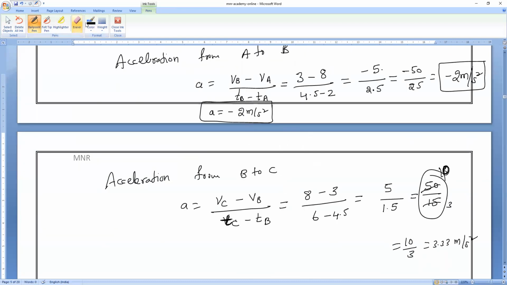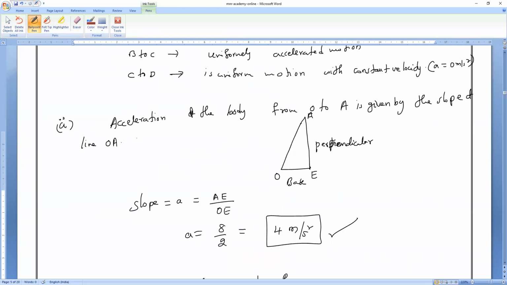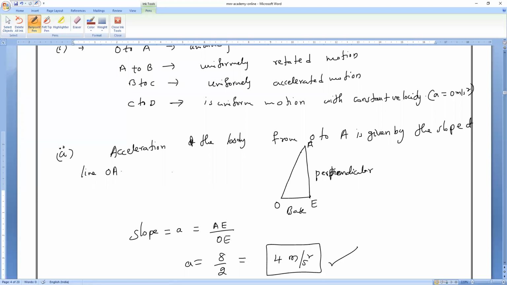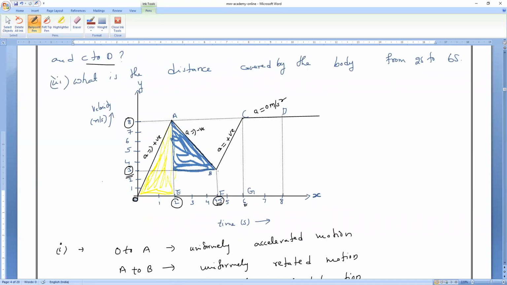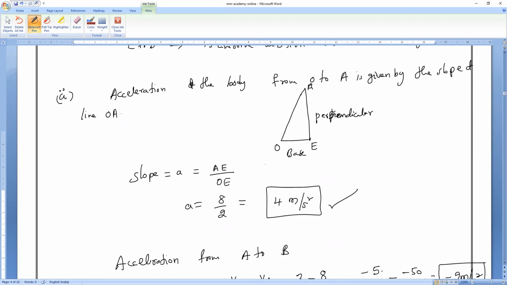Sir, in the first case, you have taken the tan theta formula. You can also take it normally: 8 minus 0 divided by 2 minus 0. That is also fine, nothing will go wrong. Final velocity V minus initial velocity V0, divided by final time T minus initial time T0. So final velocity is 8, initial velocity is 0, divided by final time 2, initial time 0. So 8 by 2, which equals 4 meter per second square.